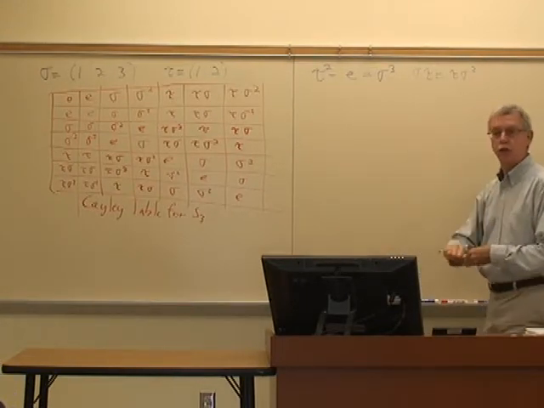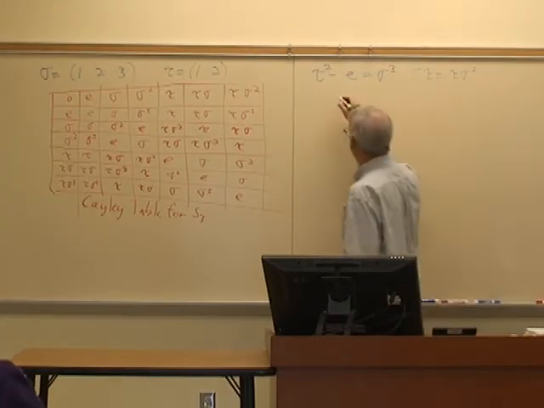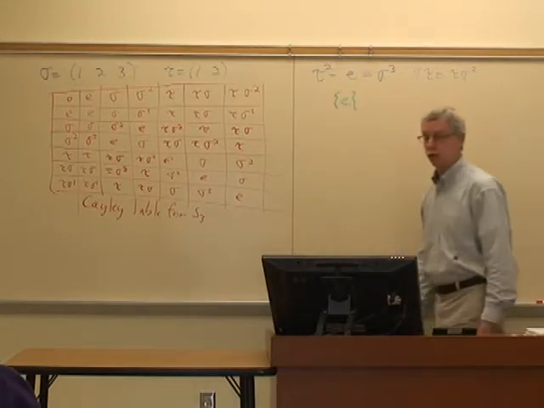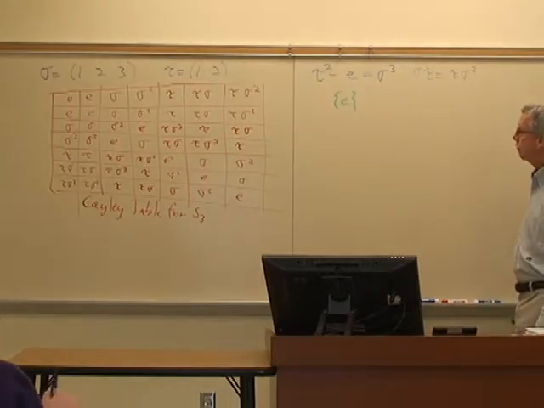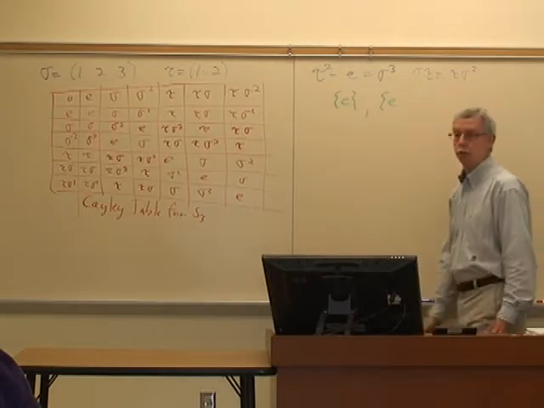How do I make subgroups? What's the easiest subgroup always? Just the identity. So I know that the identity by itself is a subgroup because it's closed, has identity, and inverses, right? So to get something more interesting, I always have to have E in a subgroup, right?